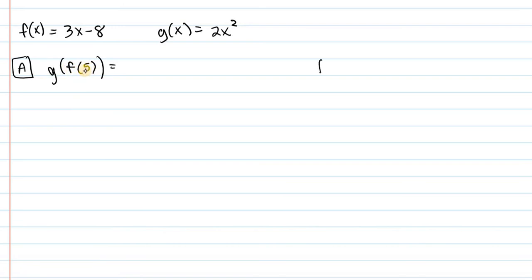Okay, so f of 5 in this case is going to be 3 times 5 minus 8. So 15 minus 8, or 7. Okay, then we take this information, because this is f of 5. This was f of 5, and now we plug it into the function g.